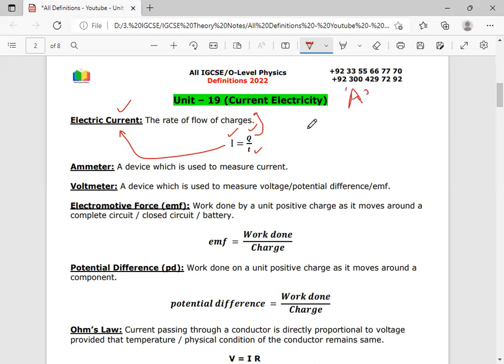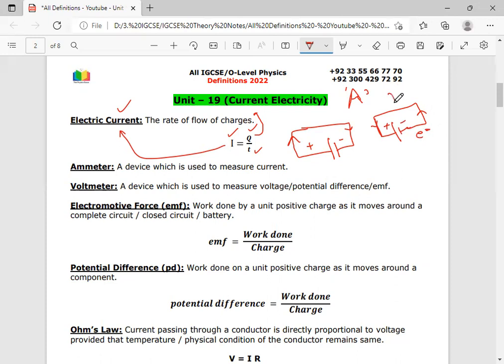There are two types of currents in general. The current which flows from the positive to the negative terminal of the battery is called conventional current, and this is due to the positive charges, while the current which flows from the negative terminal to the positive terminal of the battery due to negative charges, that is electrons, is called electron current.